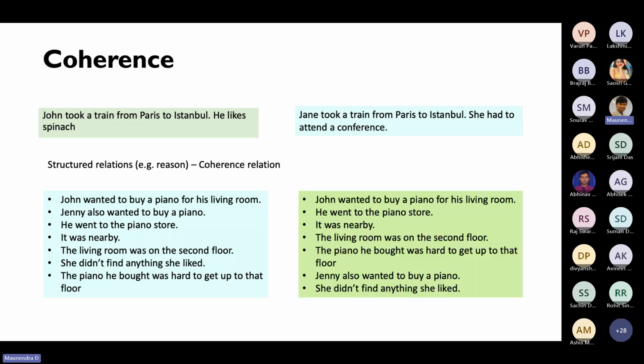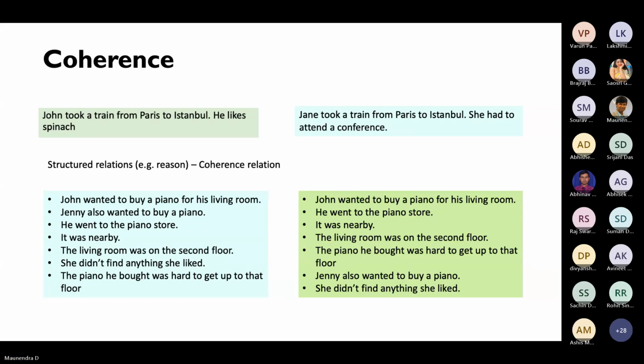Does this one make sense? John wanted to buy a piano for his living room. He went to the piano store. It was nearby. The living room was on the second floor. The piano he bought was hard to get up to that floor. Jenny also wanted to buy a piano. She didn't find anything she liked. Now, does the second one make sense? Yes. And what about the first one? The first one is jumbled.